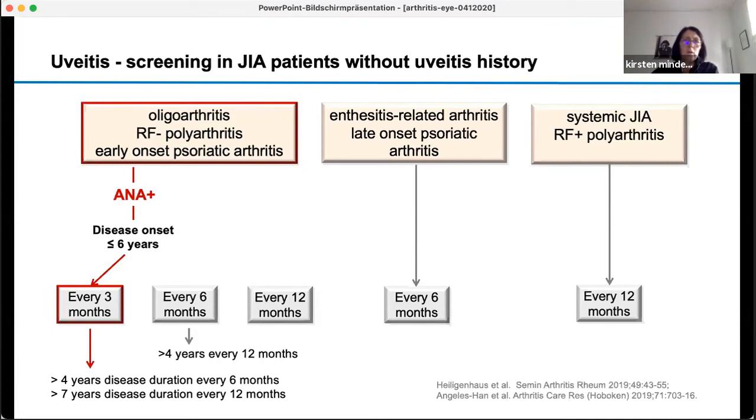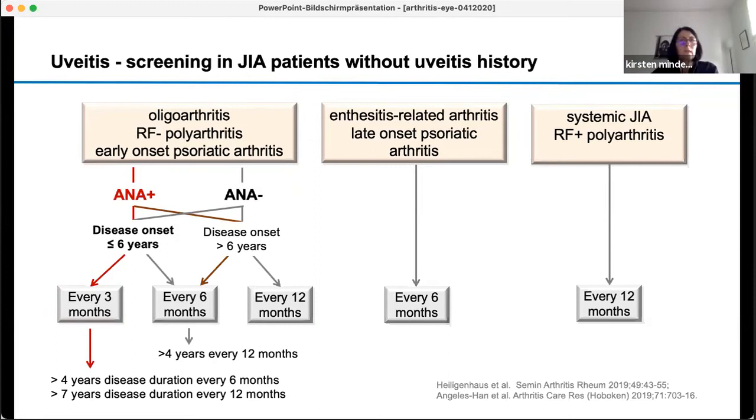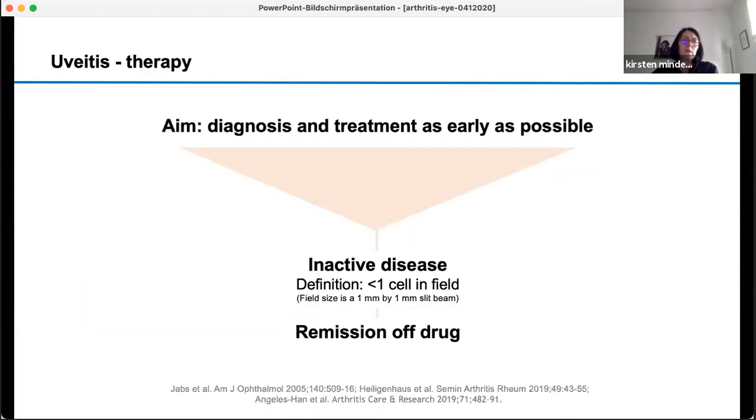And patients with the here red marked JRA categories, disease onset before the age of 7 and ANA positivity, should be screened every 3 months within the first 4 years of the disease. And those who are ANA negative, have a later disease onset or other JRA categories, they can be examined less frequently. Of course, the aim is to detect uveitis as early as possible. And once uveitis is detected, it usually requires immediate treatment.